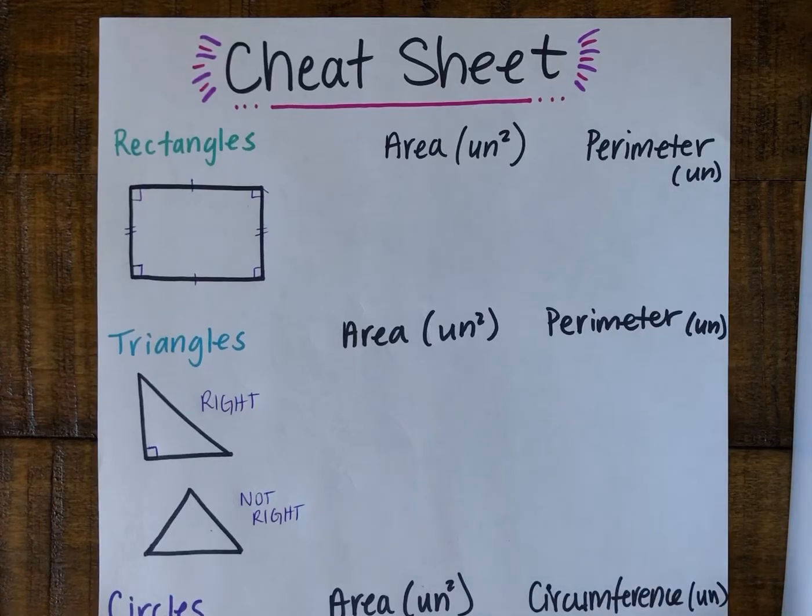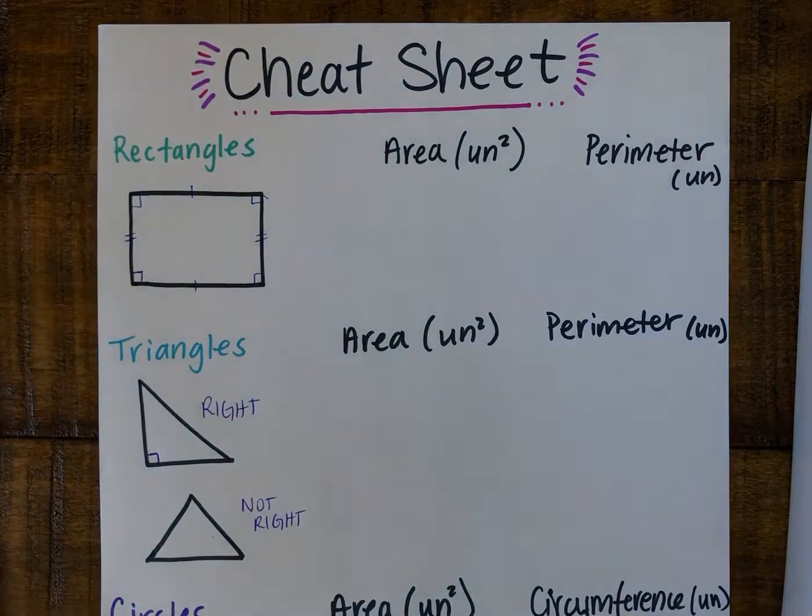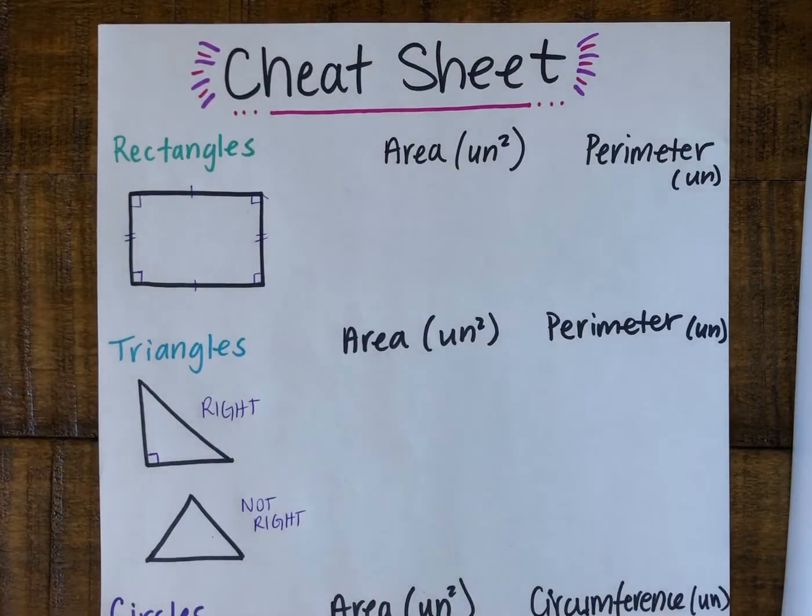Hey everyone. So we are going to be moving on to finding the areas and sometimes perimeters of some weird looking shapes. So I thought we'd make a quick cheat sheet to review what we know about finding area and perimeter or circumference for circles of some shapes that we have so we can reference it in the future.